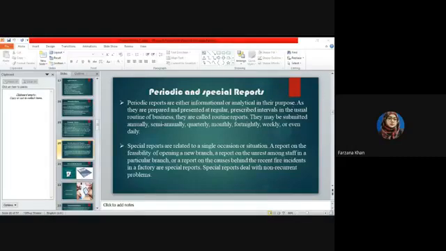A report on the feasibility of opening a new branch, a report on the unrest among staff in a particular branch, or for instance, a report on the causes behind the recent fire incidents in a factory are special reports, because these are the reports which are written on special occasions, and special reports deal with non-recurrent problems, because these problems are not recurrent and so uncertain, they arise on special occasions. The reports which are written are called special reports. And so this point is clear to all of you.